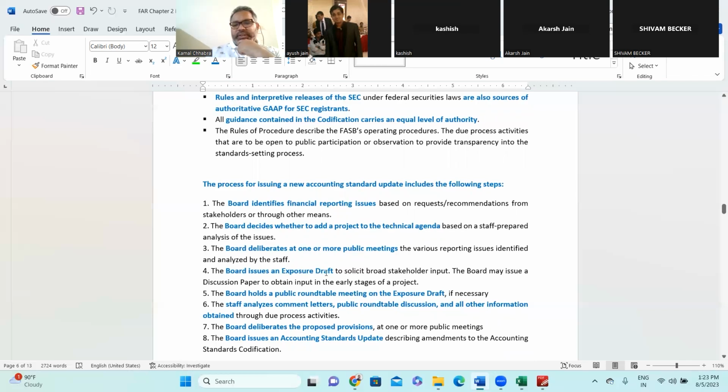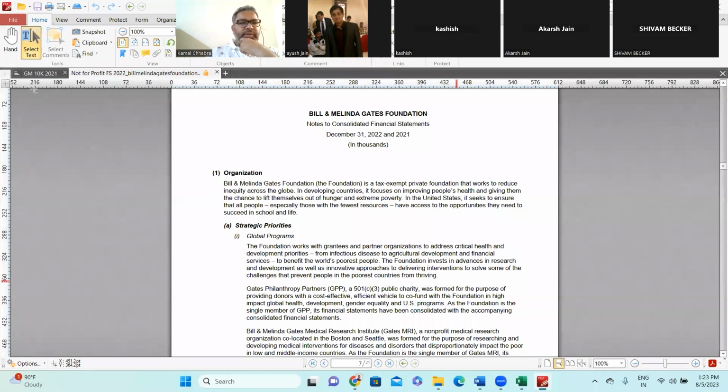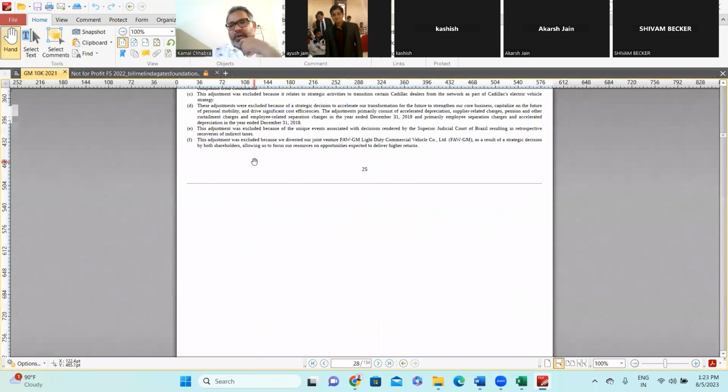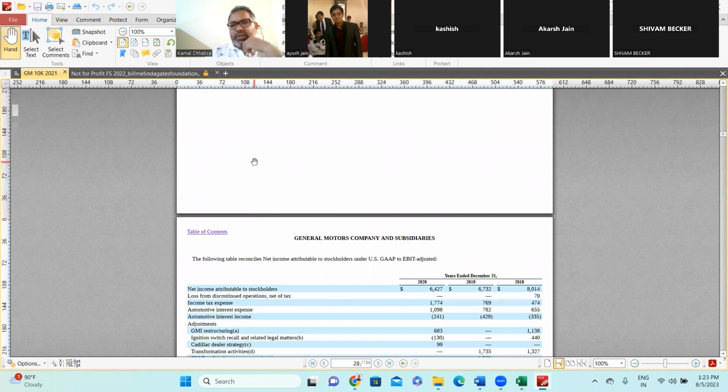Okay. Right. For example, like we are seeing this 10K, GM 10K, right? General Motors is SEC registered, right? This management discussion and analysis is not part of any accounting standard codification, right? It's part of SEC requirement. So you need to disclose that.